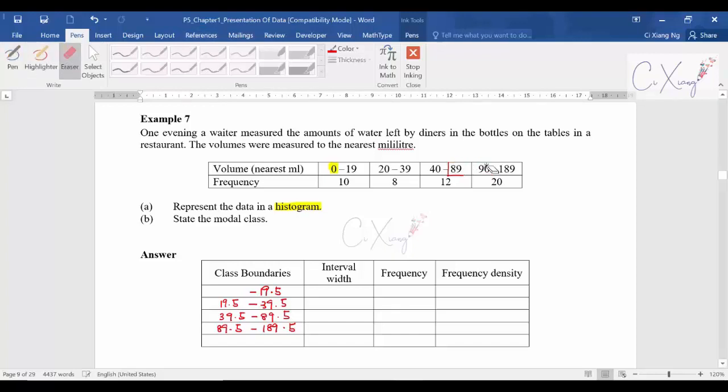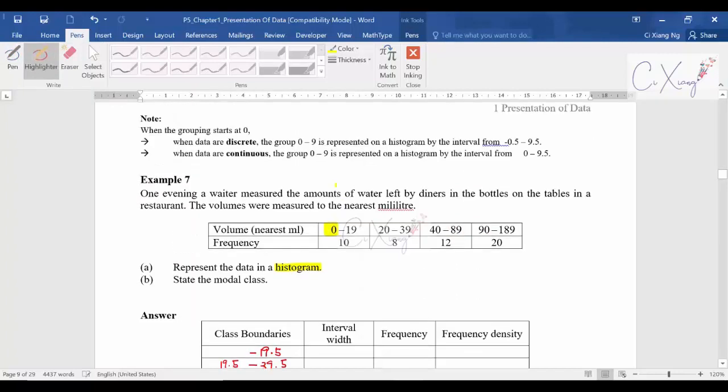Okay, then do you still remember just now we skipped the value 0? All right, so there's a special case here. When your data starts with value 0, you need to be extra cautious because we have different cases here. Please take note. Please make sure that you take note of this part when the grouping starts at 0. Only in this special case, when your grouping starts at 0, do you need to consider whether your data is discrete data or continuous data.